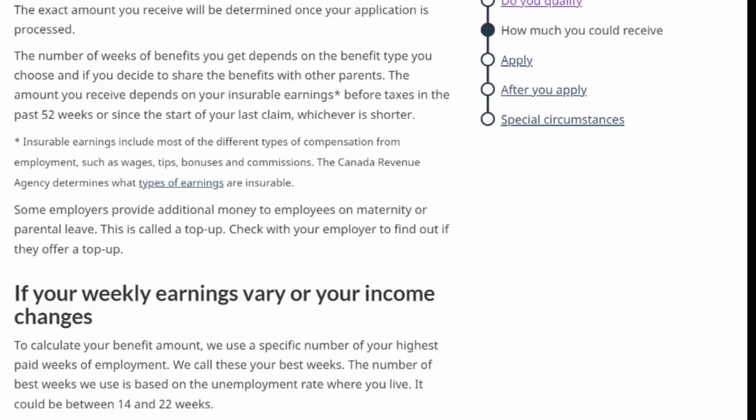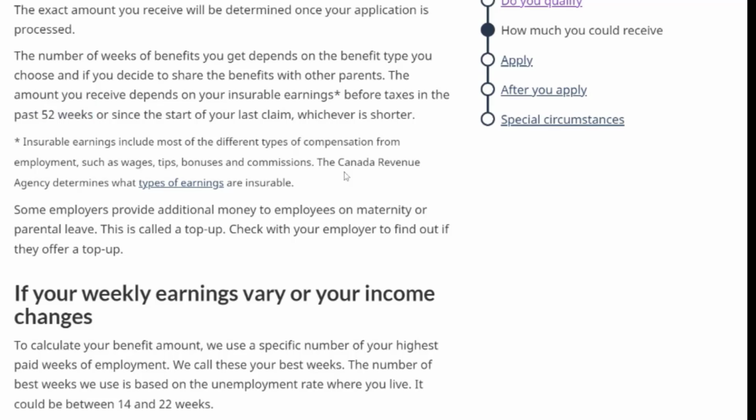Maternity and parental benefits: how much you could receive. The exact amount you receive will be determined once your application is processed. The number of weeks of benefits you get depends on the benefit type you choose and if you decide to share the benefits with other parents. The amount you receive depends on your insurable earnings before taxes in the past 52 weeks or since the start of your last claim, whichever is shorter.